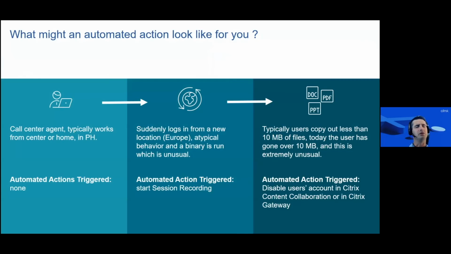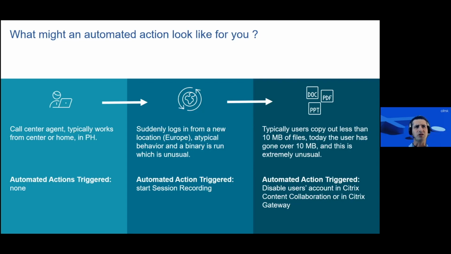And I thought I'd just give you a little example of how this works. We could have a scenario where there's a call center agent, and they typically work from home. And in that scenario, there's no risk. We understand this is the profile of the user. This is how they typically work. We're not going to raise any alerts. But all of a sudden, one day, the user logs on from a new location. Maybe they're logging on from Europe, and they start using the workspace in a different way. Maybe they're logging onto different applications. They're opening up different files. They're logging on at unusual times. So there we might trigger session recording as an example.